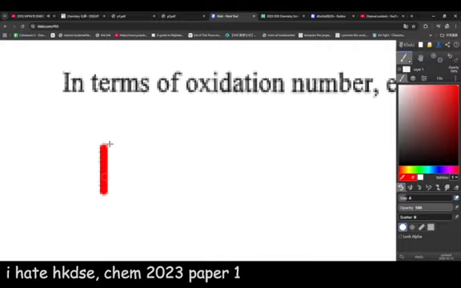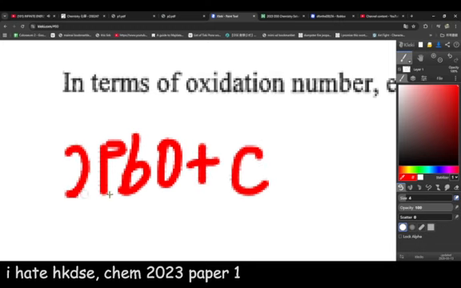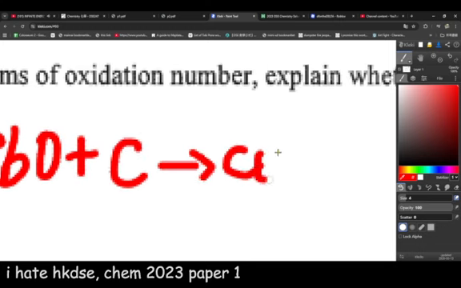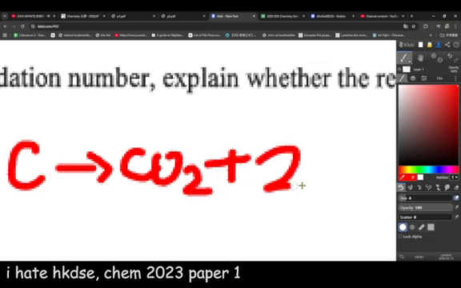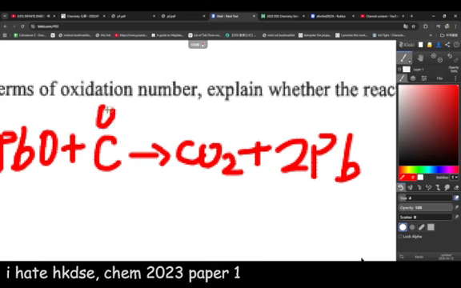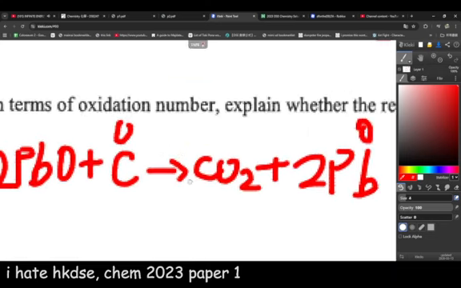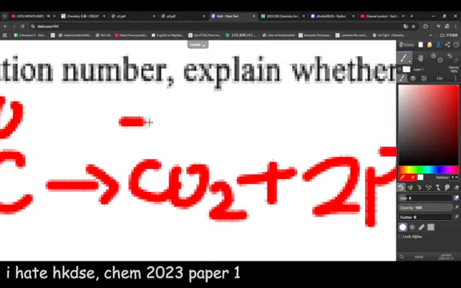If you don't want to count in your head, write it down. PbO plus C to Pb plus CO2. Count oxidation numbers, okay? C has 0, Pb has 0, because they're both elements. And now we're looking at this. O, -4 plus 4.